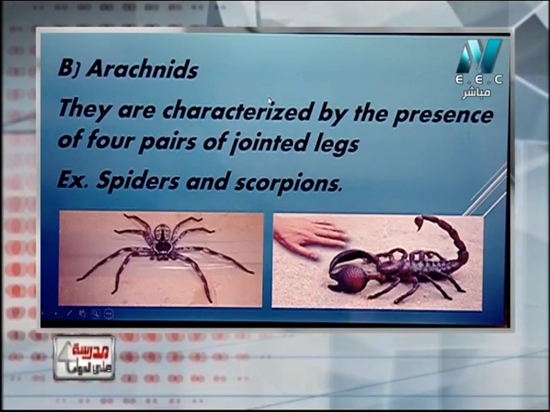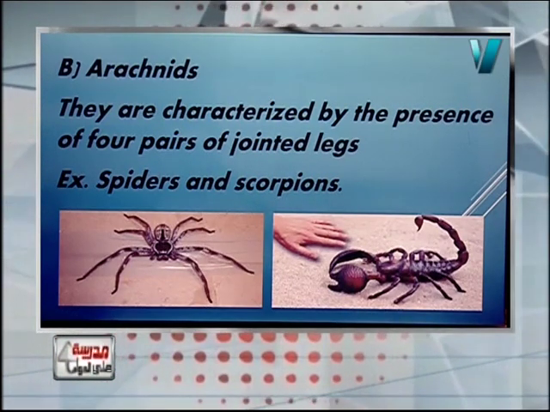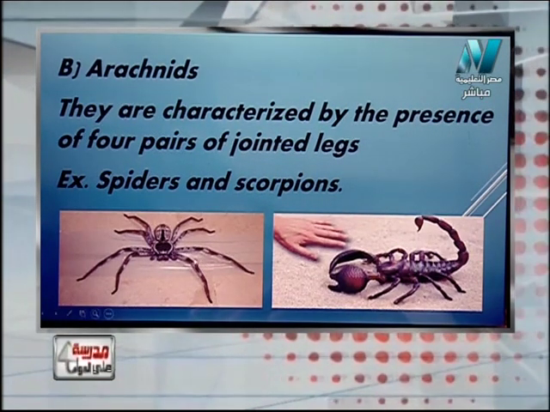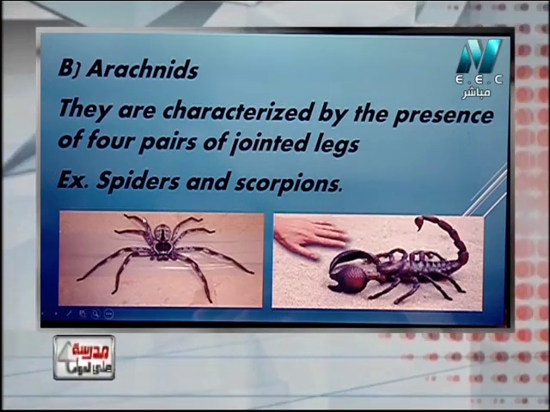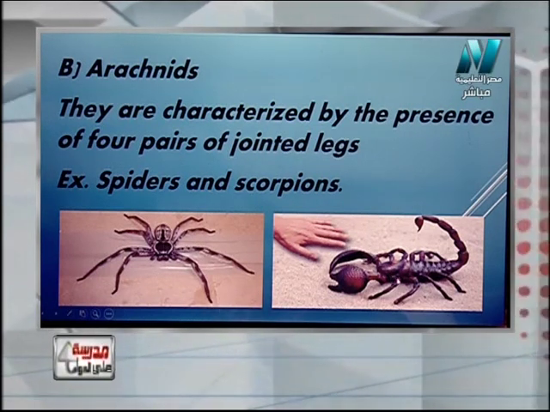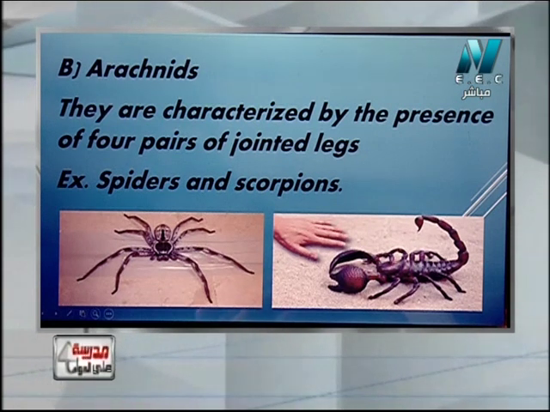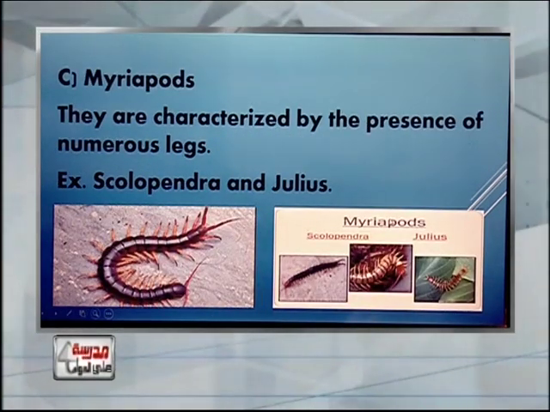And number B, arachnids. Arachnids, they are characterized by presence of 4 pairs of jointed legs, as spider and scorpion. 1, 2, 3, 4. They are 4 pairs. And here 1, 2, 3, 4, 4 pairs for scorpion.